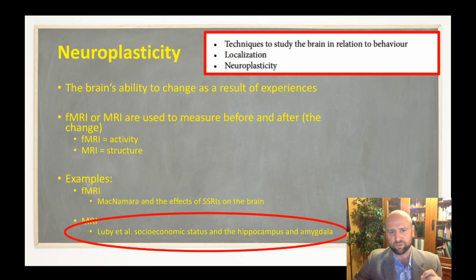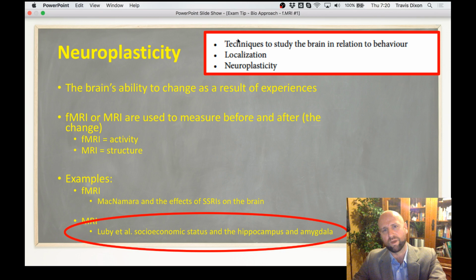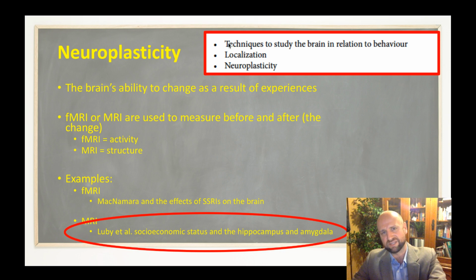My recommendation is Luby et al. Socioeconomic status. I think this is a good one, and I think Luby's study can be used in multiple topics in this course. Now, you could look really hard maybe and find one study and one example that shows techniques, localization, and neuroplasticity, but honestly, I think you're getting greedy. I would just choose one of these two that you're most confident with, and then link it with it, and then overlap that with the techniques. Don't try and have the same study for all three.